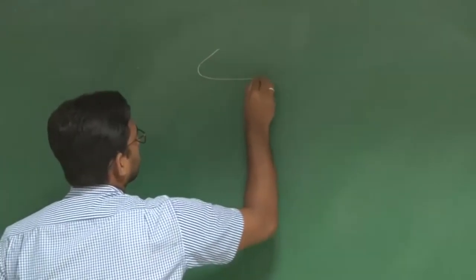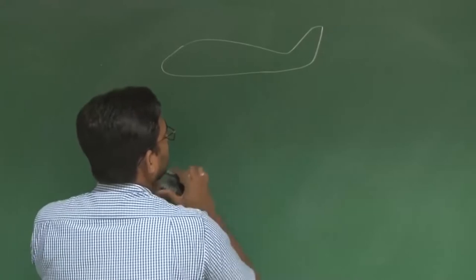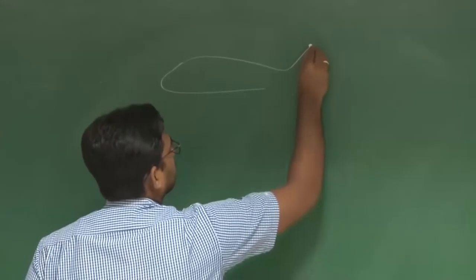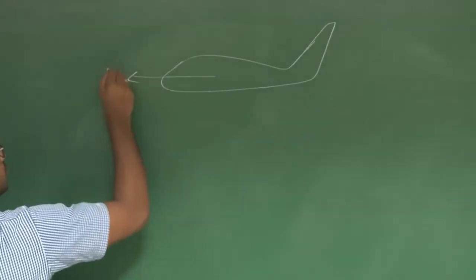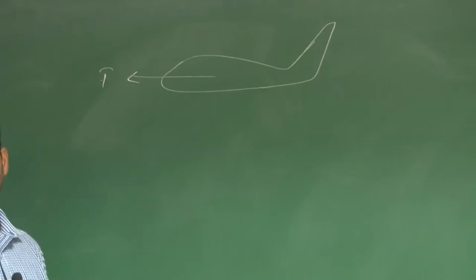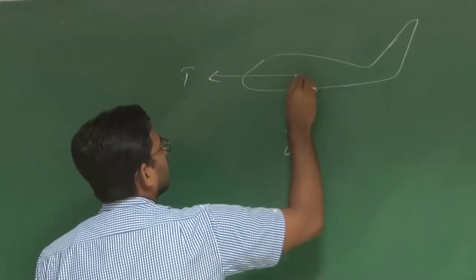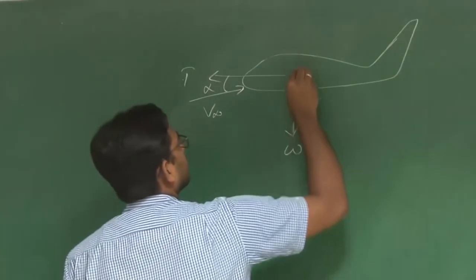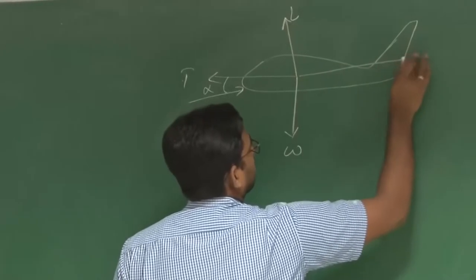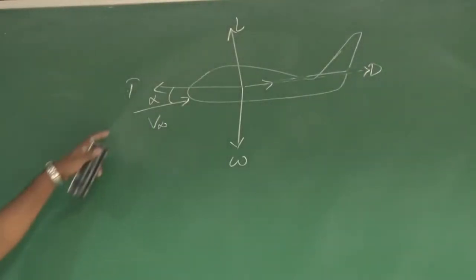Now let us look at the various external forces acting on this aircraft. As we discussed, thrust is the force that makes this aircraft fly at the desired velocity, and we have weight acting vertically down. Due to this thrust the aircraft flies at a velocity V infinity, because of which we have aerodynamic forces, lift and drag, acting along V infinity.